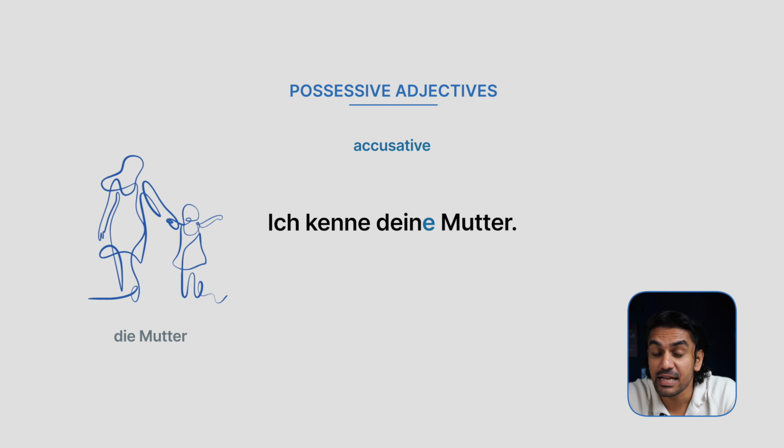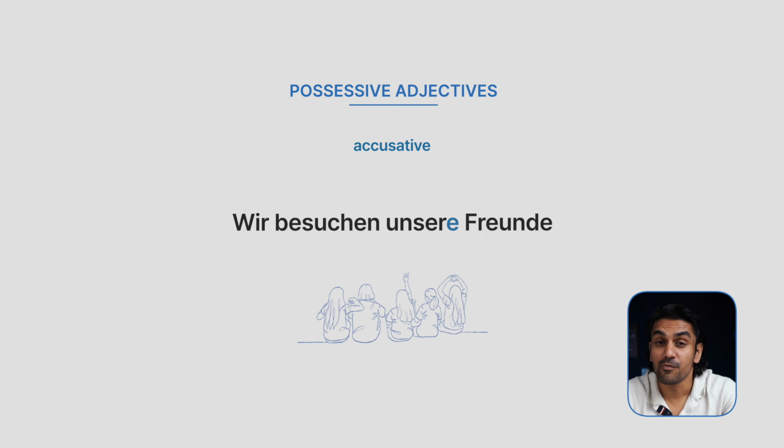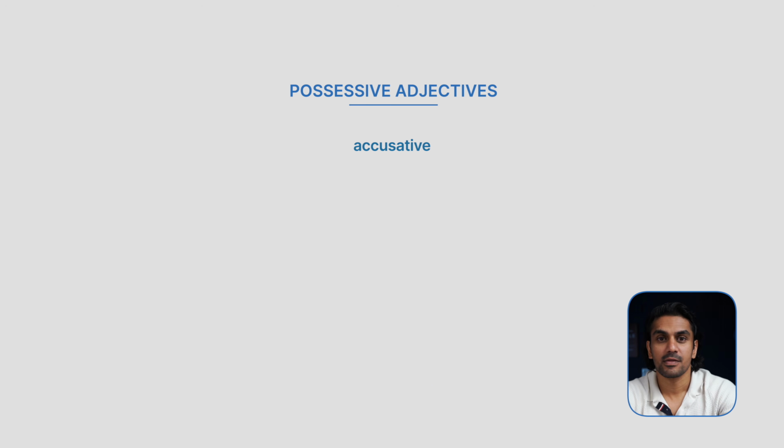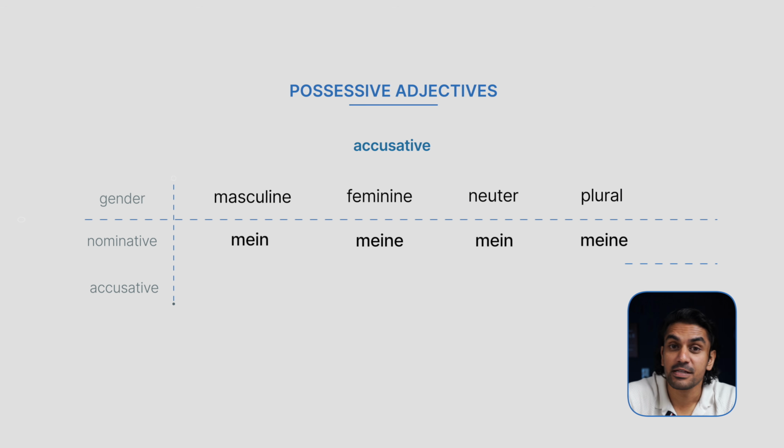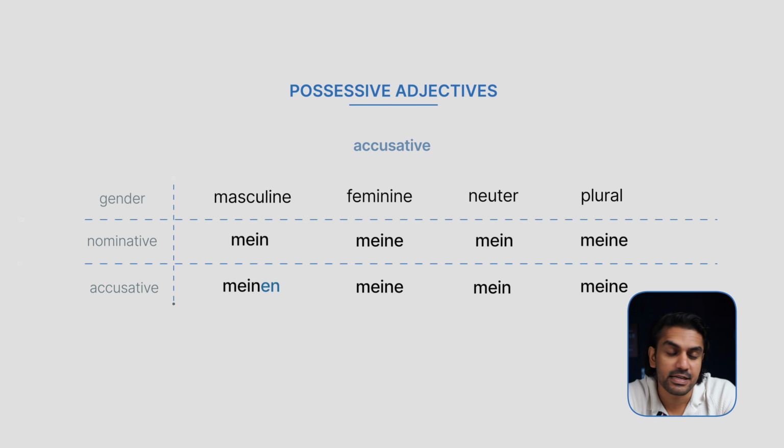Similarly, ich kenne deine Mutter. I know your mother. Mutter is feminine. So it stays the same, just adds the normal e. Wir besuchen unsere Freunde. We visit our friends. Now, Freunde is plural, so it also ends with e. So the key difference between the nominative and the accusative form is this. Only the masculine one changes from mein to meinen. Everything else stays exactly the same.